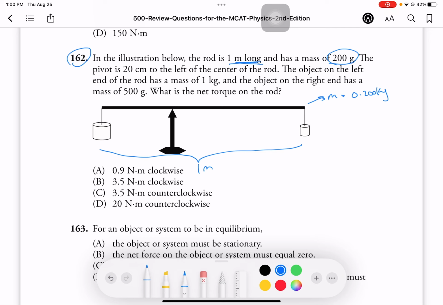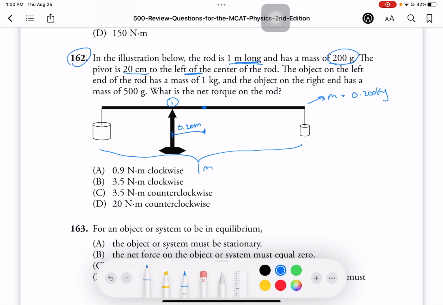The pivot is 20 centimeters to the left of the center of the rod. So I can detect this center, and then it says to the left of the center. So from here, that's the pivot point. This is pivot point number 1, I'm going to call it. And from here to this point, this is 20 centimeters. I'm just going to convert this to 0.2 meters, keeping the significant figures.